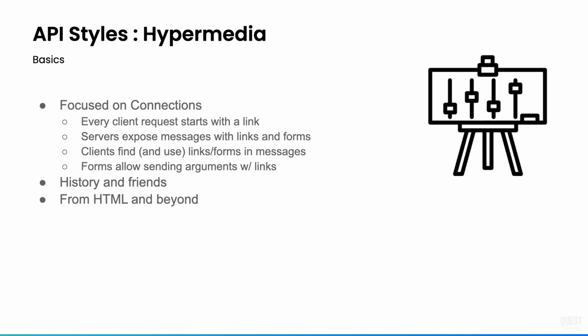Servers expose messages that contain links and forms. Links are direct navigations. Forms allow you to send arguments. Clients find and use these links and forms to get work done, such as to navigate to a certain location, to filter out the data, to actually add or update a record in the system. Forms allow sending arguments with a link, and that includes URLs, protocol methods, inputs, and so forth.